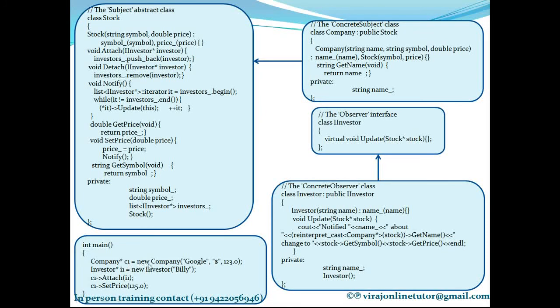Now this is the main, what am I doing? I am creating a new company, okay, and I am creating a new investor, and I am attaching this investor to this company. And then I'm calling a set price of this company. So as soon as I call a set price, it will come here, it will change the price and it will call notify. With notify, it will read all the guys who are listed in that list and it will call its update function. So update will print this message on the screen. Simple.